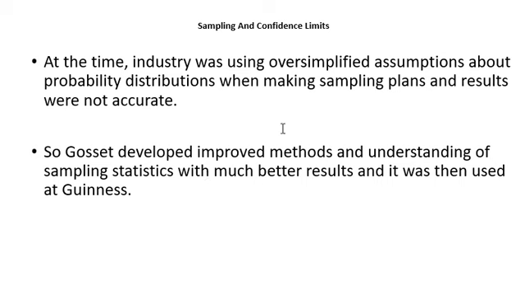So at that time, your industry was using oversimplified assumptions about the probability distribution when making sampling plans, and results were not very accurate. So this is the reason why we have to use this T table. He developed improved methods and understandings of these sampling statistics with much better results, and it was then used at Guinness.